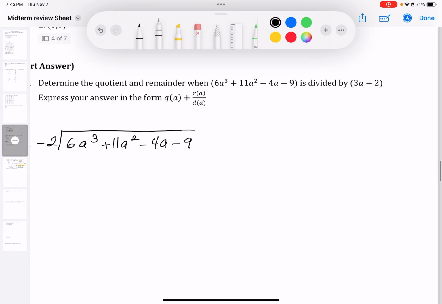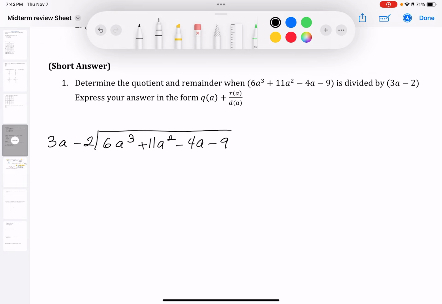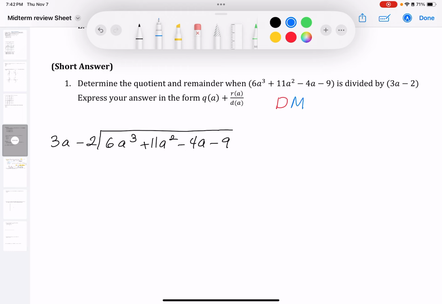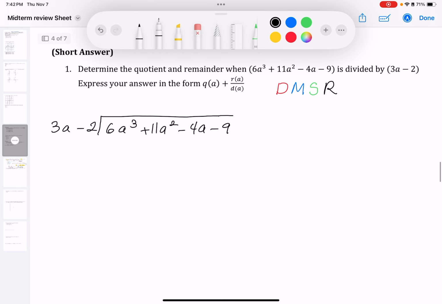And now we're going to use long division to divide the polynomials. And once again, remember, we use DMSR. D is divide the leading terms of each polynomial. M is multiply your quotient by your divisor. S is to subtract. That means make the signs opposite. And R is to repeat the process until the result of your dividend is less than your divisor, and that'll be your remainder. So repeat until you get a remainder.